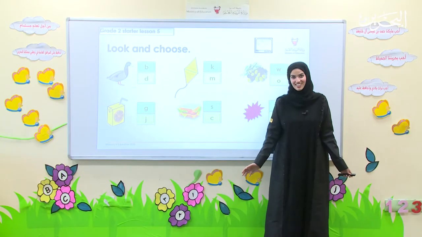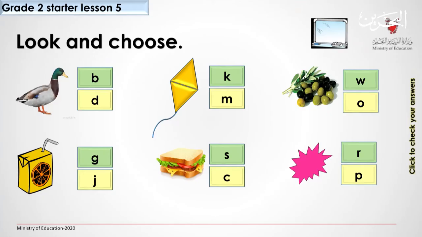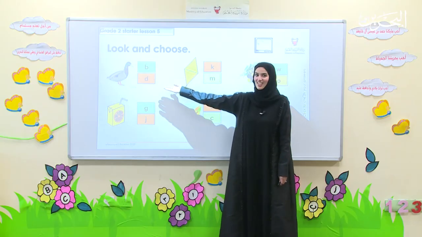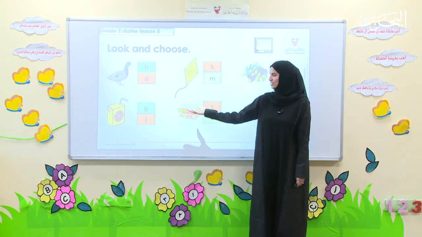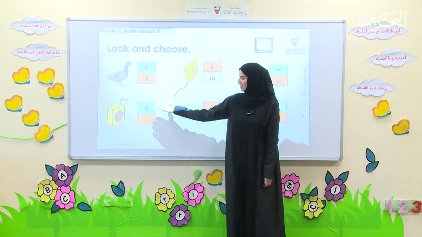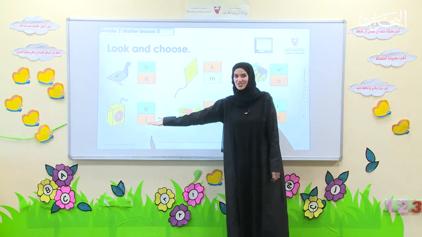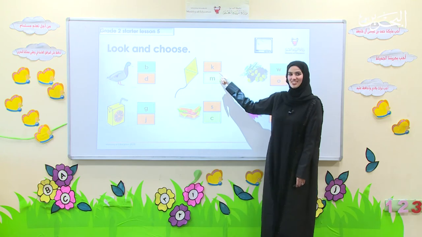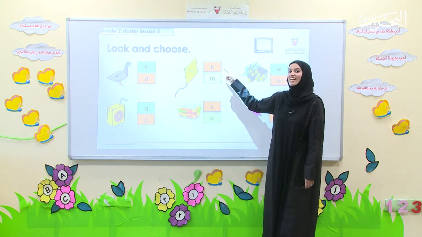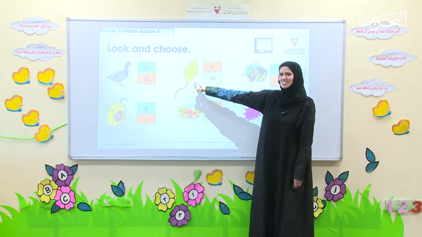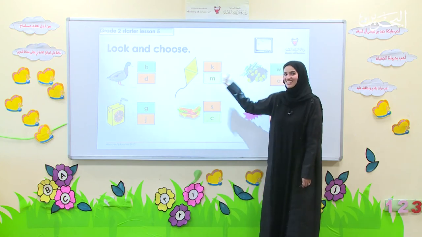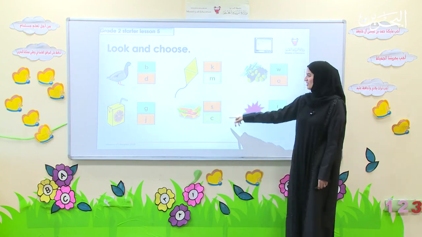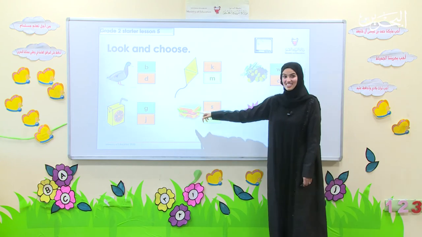Was it easy? Okay, let's check your answers. The first one is D. Thank you very much. D for a duck. What about number two? J for juice. Good job. What is this letter? Do you remember? K. And what is this? Kite. Great job.